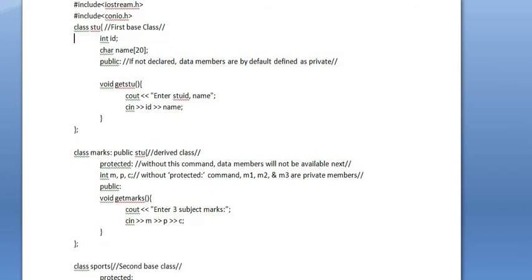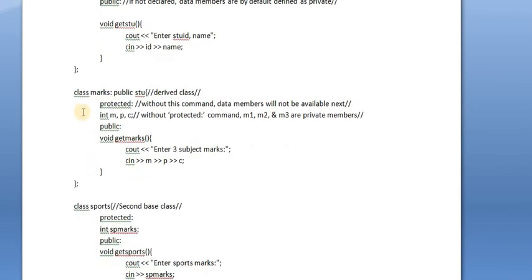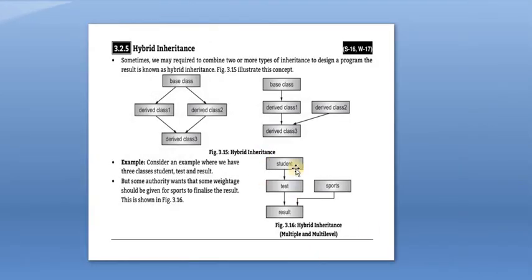Now next, class marks, and this is a derived class from the base class student. So see here, this is the example of this program. Student is a base class, test is a derived class of the class student, sports is again a separate base class, and test and sports classes are base classes for the result.